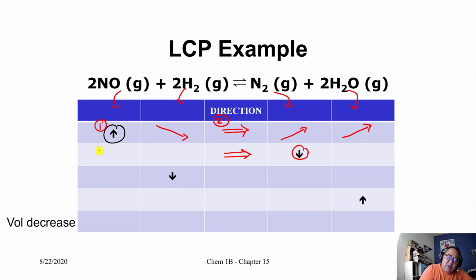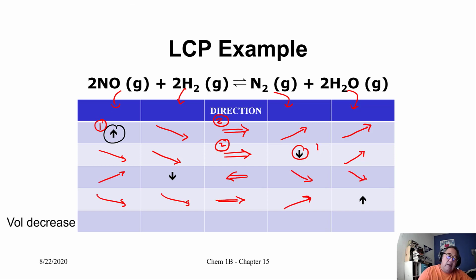The reactants will both have to go down, and this product will have to go up like that. Okay, so I'm going to pause it, and you can do the next two, and then we'll talk about the third one. Okay, so there are all the arrows in place, right? So the first thing I look at is this, right? Or sorry, not that. This.